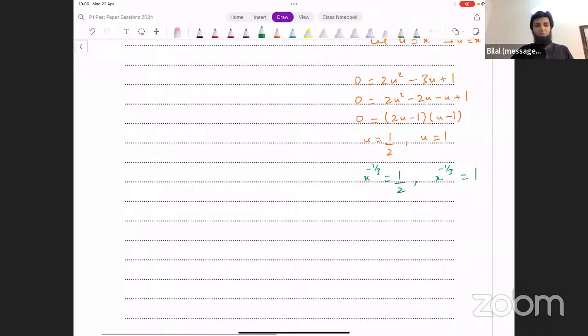Now we can take reciprocal on both sides so that this power becomes positive, and that will make things simpler. X power 1 over 3 equals 2, and x power 1 over 3 equals, reciprocal of 1 is also 1. So we've made the powers positive. I've just taken reciprocal on both sides. If it's x power minus 1 over 3, after taking reciprocal, the power becomes positive. And now we take cube on both sides. That means x either equals 8 or x equals 1. These are the limits that we're getting.